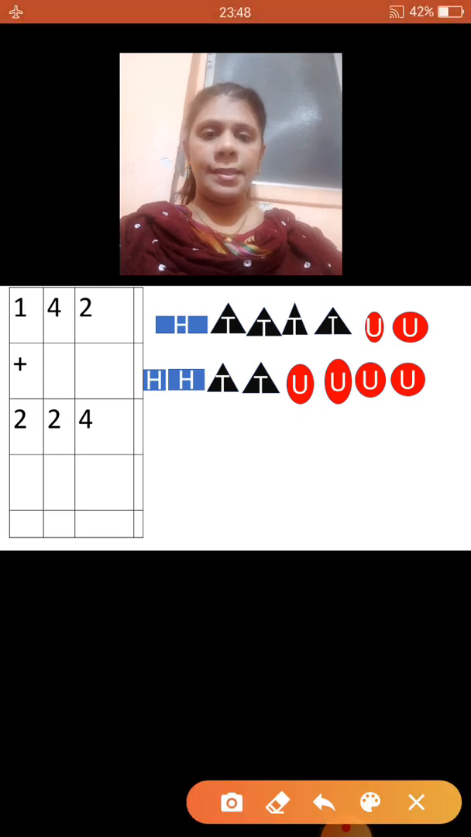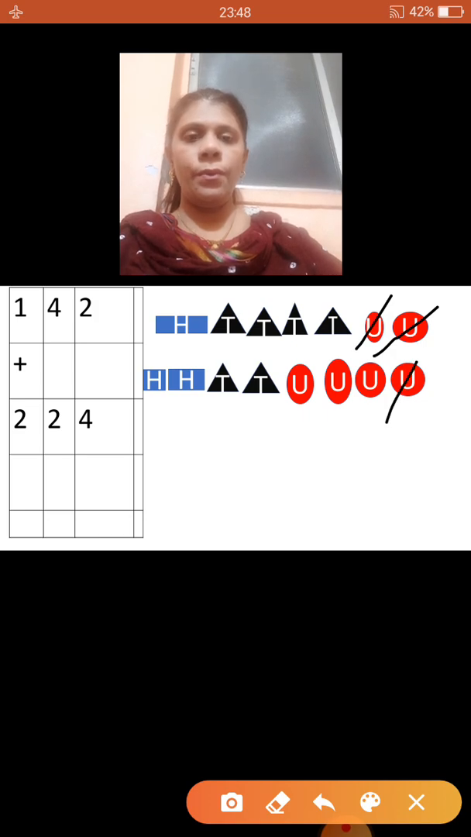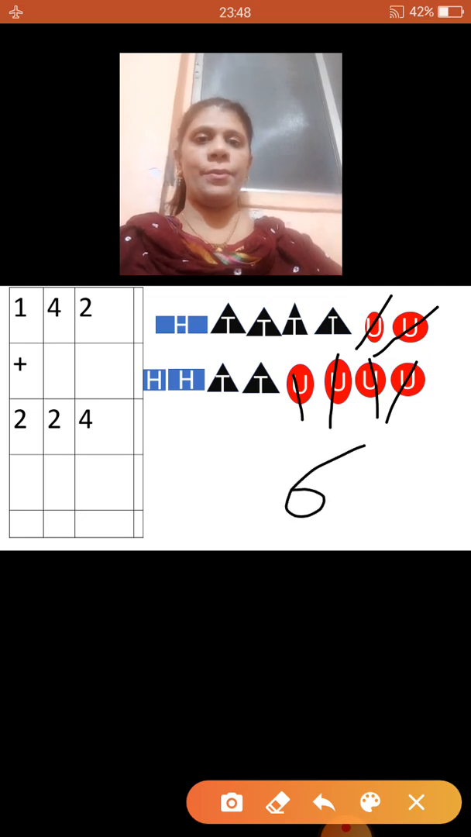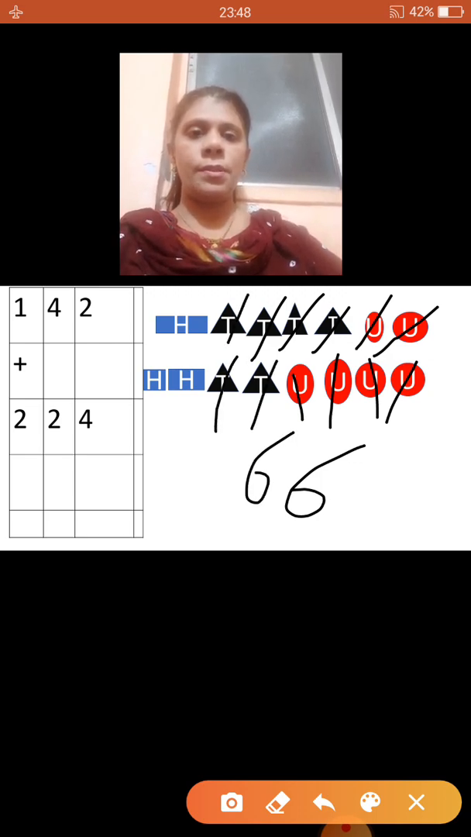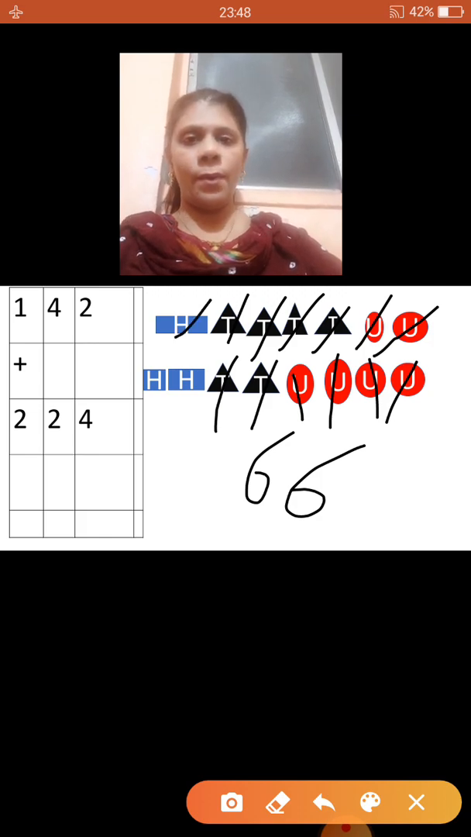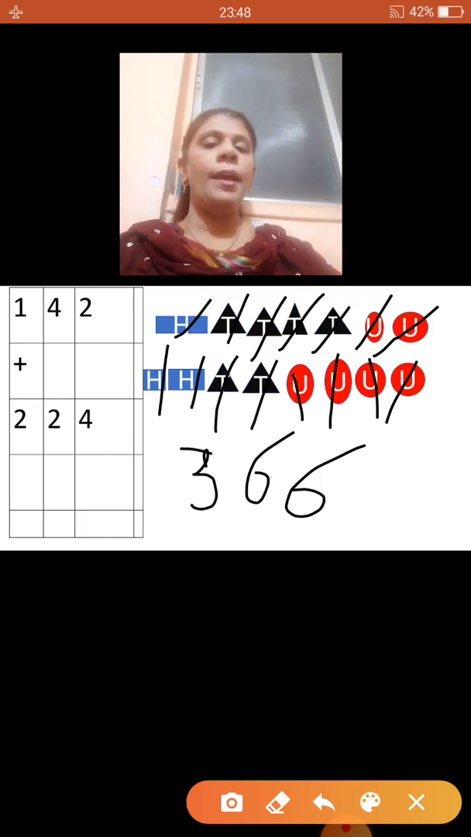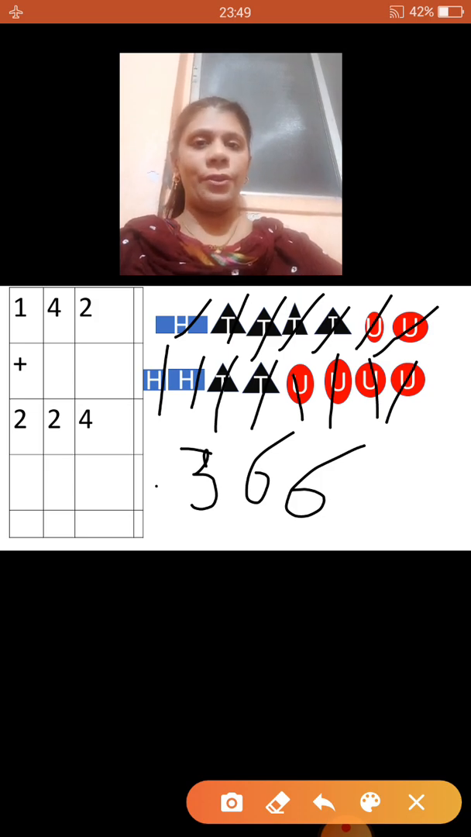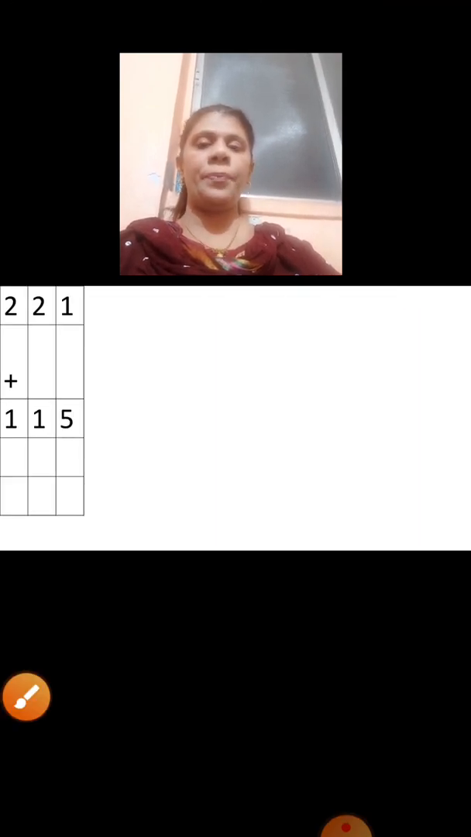Okay. So now let us count. Unit first. Okay. 1, 2, 3, 4, 5, 6. So we are getting 6 units. How many tens? 1, 2, 3, 4, 5, 6. So 6 tens. How many hundreds? 1, 2, 3. So 300. Okay. So if we add 142 plus 224, then also we are going to get the answer 336. Okay. Now let us see the next.